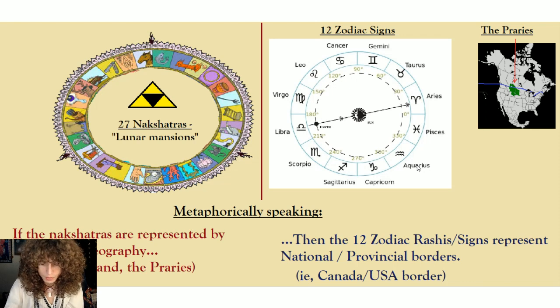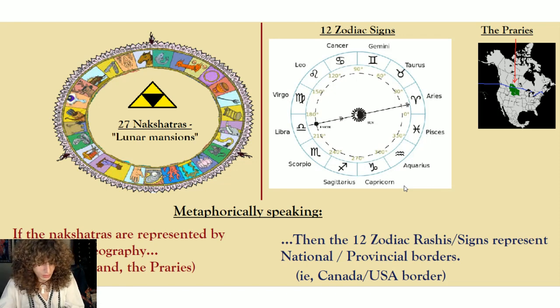Now, the nakshatras, symbolically, we could call like the prairies, whereas the zodiac signs are kind of like the border between Canada and America, right? The prairies are what they are, but the two countries deal with the prairies, and they have a different culture, a different attitude towards what they do with the trees, with the plants, with the ecosystem that they're surrounded by.